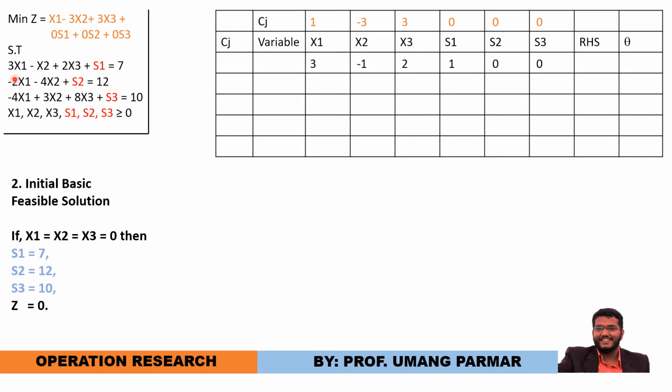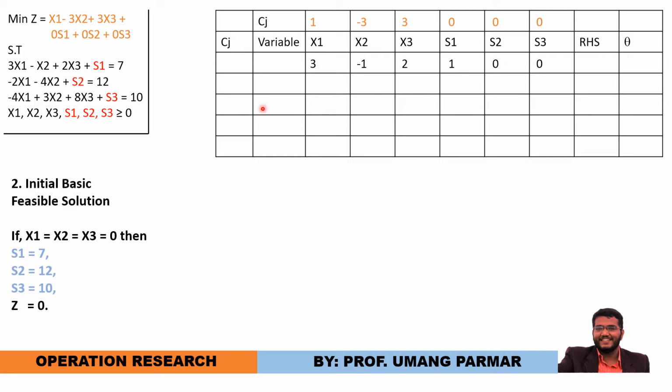So this is our first constraint, 3 times x1 minus x2 plus 2x3 plus s1, that is equal to 7. So the coefficient of x1 is 3, the coefficient of x2 is minus 1, the coefficient of x3 is 2, and s1 is 1. In this equation there is no s2 and s3, so we are writing 0 and 0.